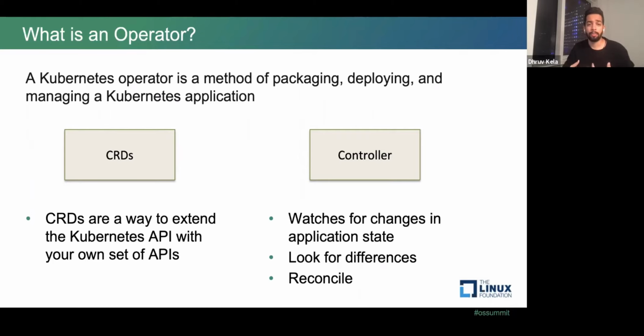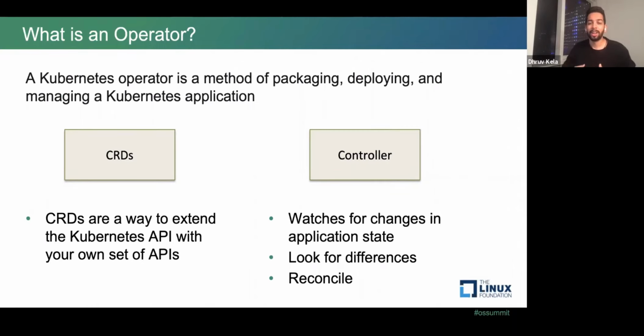For example, by default, the Kubernetes API works against pods, deployments, services, etc. But through CRDs, you can extend it towards your own application. The second part is the controller.